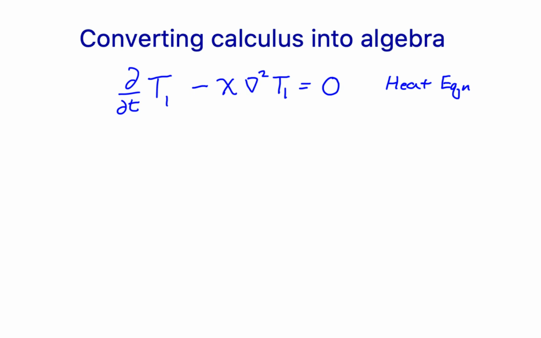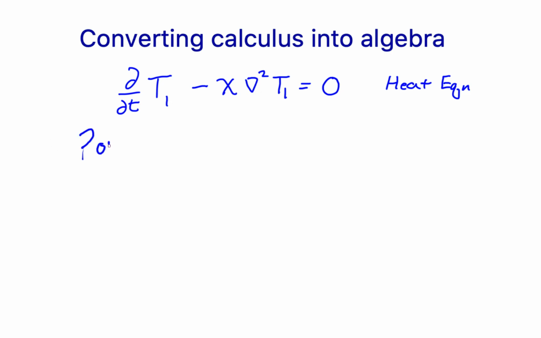In this video, we're going to learn how to convert calculus into algebra so that we can solve a system of linear partial differential equations, like the linearized heat equation here, the evolution of T1 for time derivatives and spatial derivatives. How do we take a linearized partial differential equation like this, convert the calculus into algebra, and then solve the system? The tool that we're going to use for linear systems is what's called polynomial approximation theory.